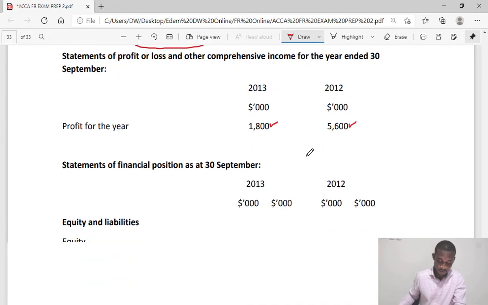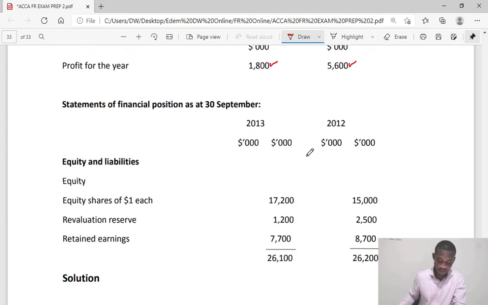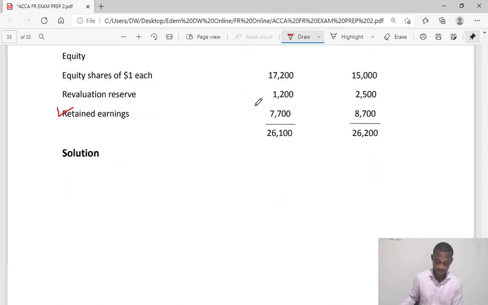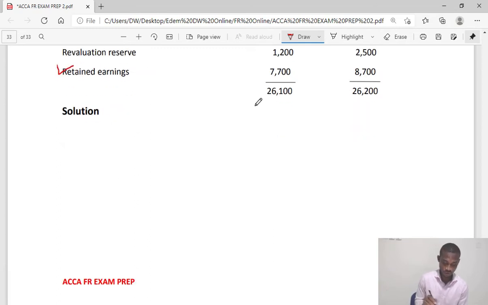Then on the statement of financial position, I have equity information, so I'm extracting the relevant information. Under equity, my focus will be on the retained earnings. Now, a simple calculation is to look at a reconciliation of the retained earnings in order to ascertain the dividend paid. So let's see what I will have here.